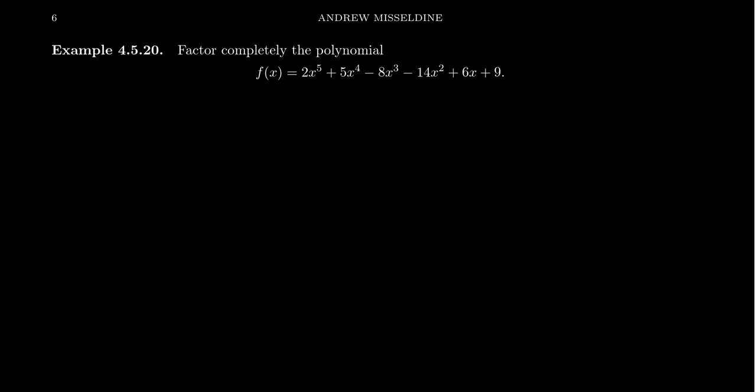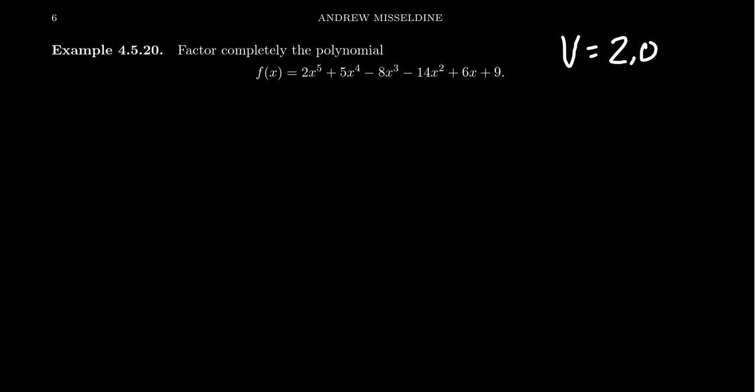Let's factor completely the degree 5 polynomial f of x equals 2x to the 5th plus 5x to the 4th minus 8x cubed minus 14x squared plus 6x plus 9. If we look at variations of signs, I see one variation here and a second one right there. So the variation of signs tells me that there's going to be either two or zero positive roots.